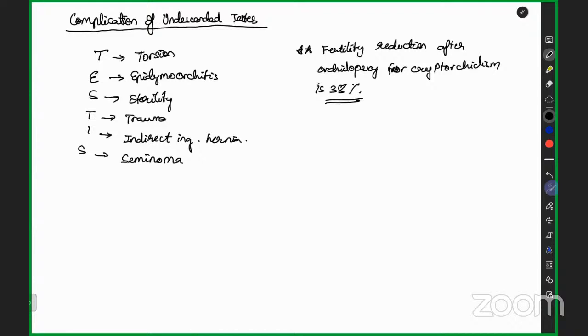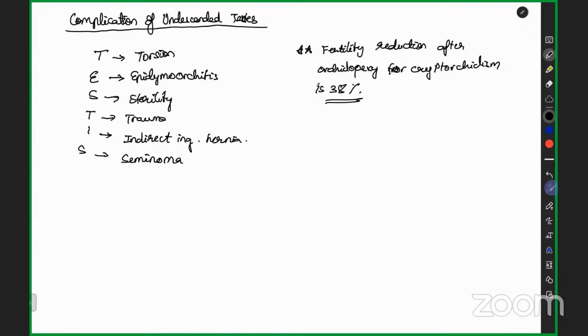Now, orchidopexy is a maneuver that is done to help gain length. So we have the processus vaginalis. You need to identify it, separate it and ligate it. Your covering of the spermatic cord should be divided, and the lateral fibrous band just inside the internal ring should be divided.